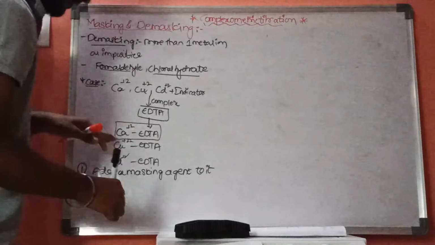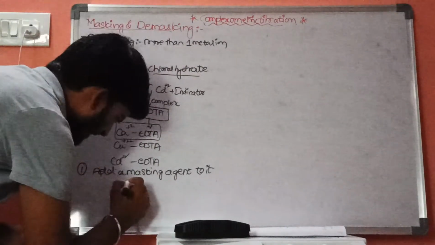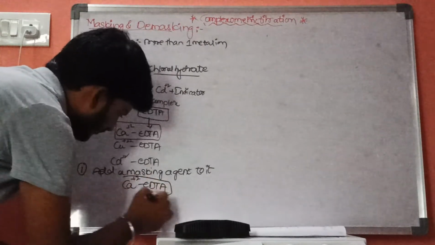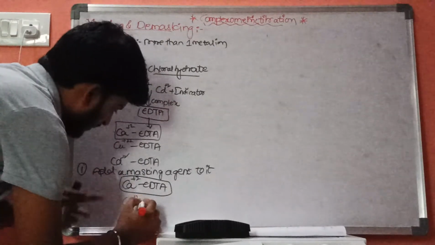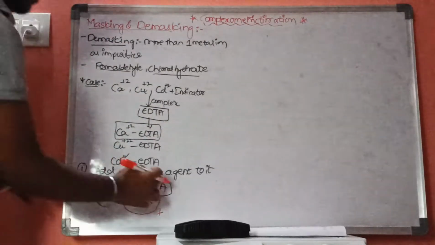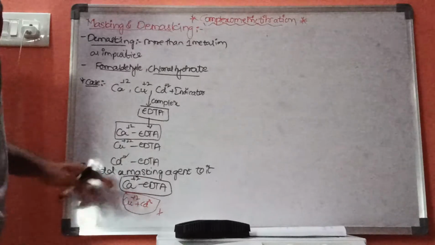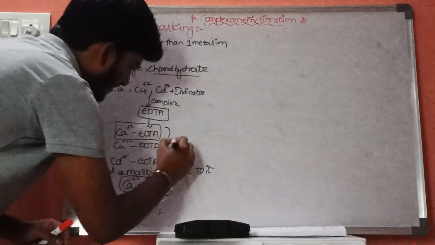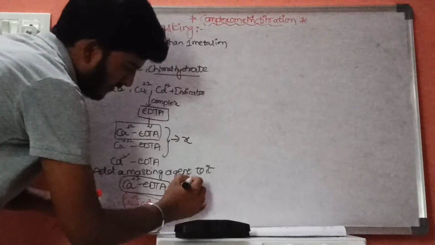After adding the masking agent to this solution, it forms only calcium EDTA, but not copper and cadmium EDTA, because the masking agent will mask these two metal ions. This is step number 1. Now consider the three metals as X and this calcium EDTA as Y.